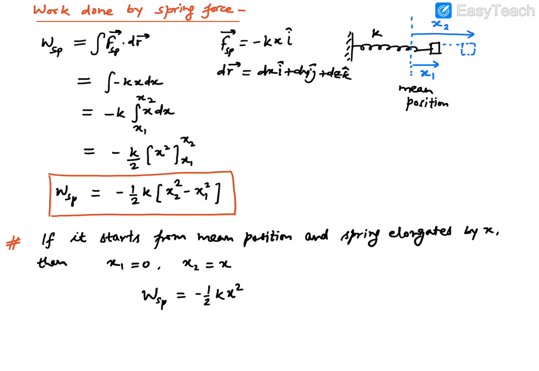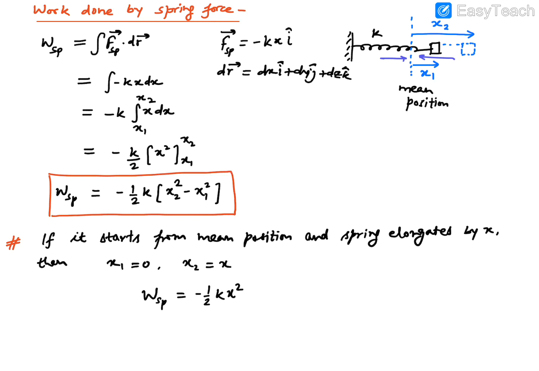So sign to see sign, you need to see what type of displacement is taking place, and you know already where the spring force acts. Spring force always acts toward the mean position, and then you see where the displacement is going. If the displacement is along the direction of force, then you say work done is positive. If it is against, then you say work done is negative.